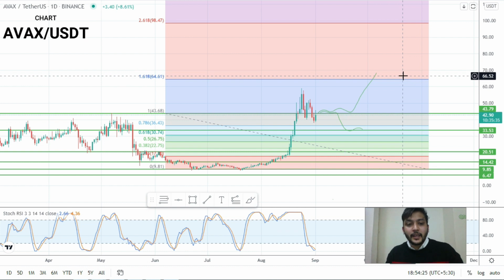So that's about the AVAX price. These are the targets that we have in mind. Stay tuned for more updates on more coins. We'll keep on bringing more and more fundamental as well as technical analysis for you on Altcoin Buzz.